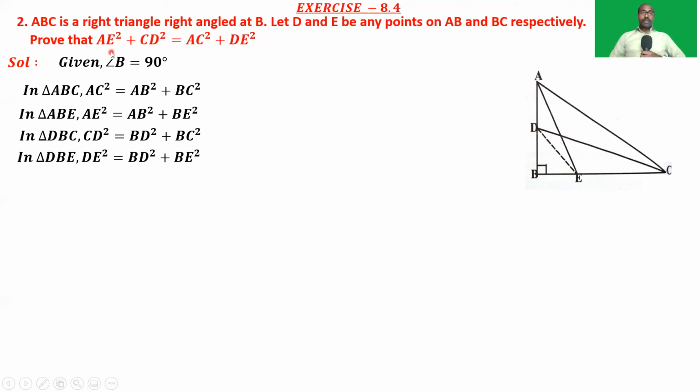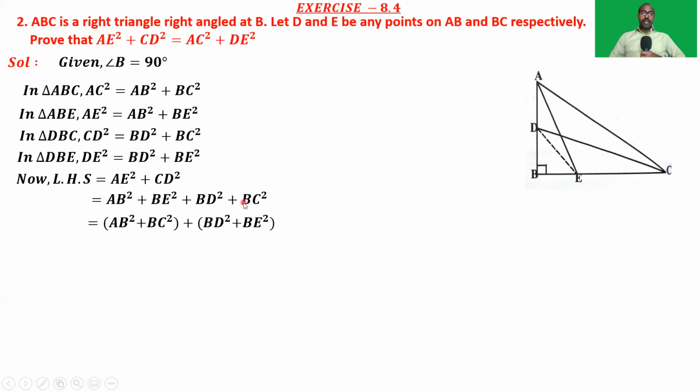Now take the LHS, AE square plus CD square. AE square is equal to AB square plus BE square. CD square is equal to BD square plus BC square. Now substitute these two values in this one. Now by rearranging these terms, we can write AB square plus BC square as one group and BE square plus BD square as one group.